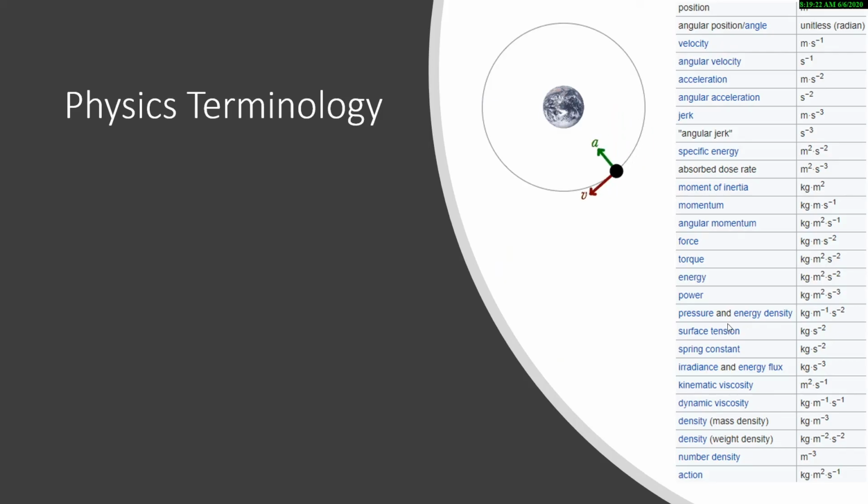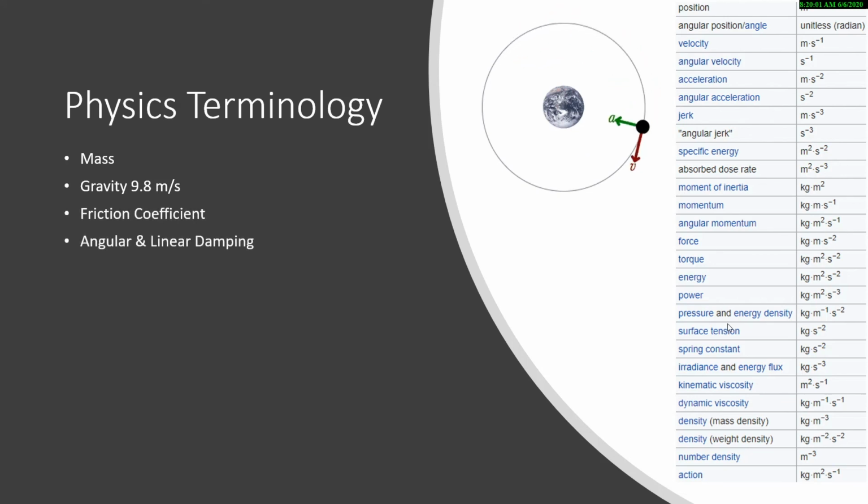So first of all, it's a really great idea to start getting up to speed on the terminology. And the terminology in this area is broken down into two components. The first is the core terms of physics itself. And these terms are coming right out of physics books. We've got things like mass, gravity, 9.8 meters per second might sound familiar to you. We've got things like the friction coefficient, angular and linear dampening.